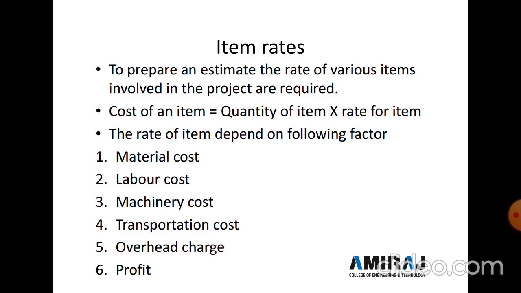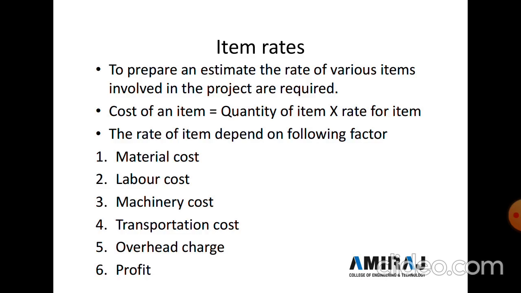Next is labor cost. Labor cost is area-wise, and it is also different. Next is machinery cost. Some of the items or components are prepared by machinery, so machinery cost is also included in the item rate. Next is transportation cost. Some of the items are manufactured in an industry, and we transport the material from the industry to our construction site, so transportation cost is also included.